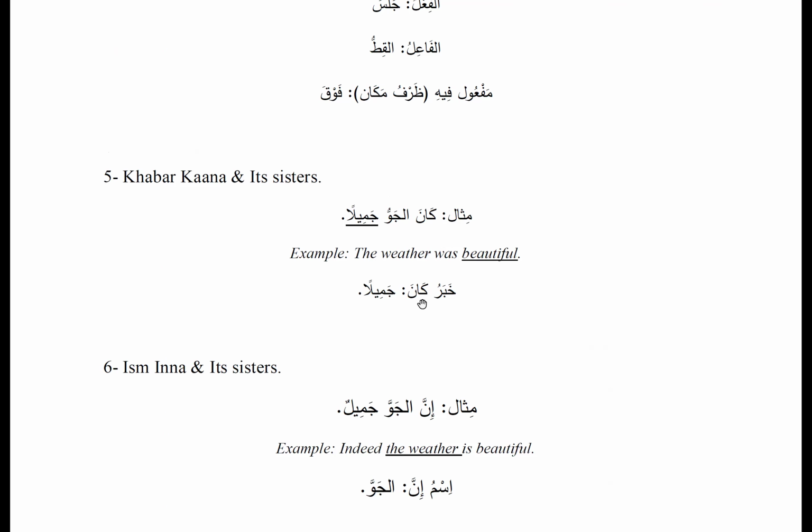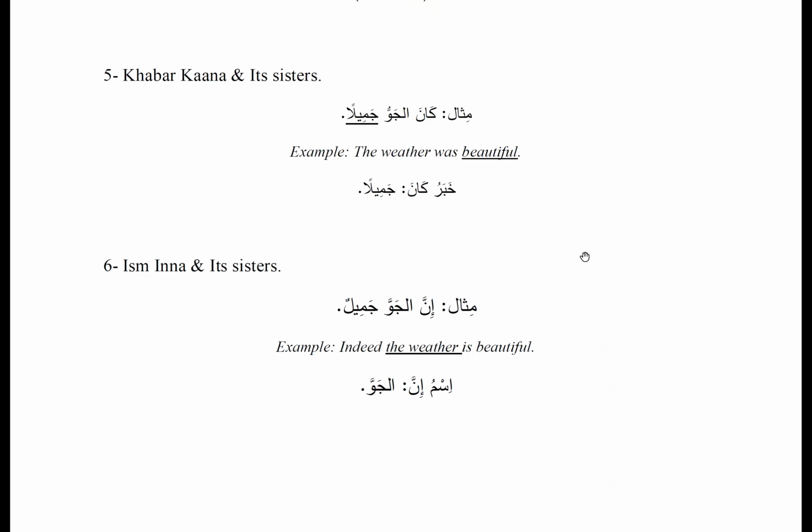So here the khabar of Kaana is what? Jamilan, beautiful. Another example, for ism of Inna and sisters: the same sentence, when you add Inna, al-jawu becomes al-jawwa. Jamilan is jamilun. Inna al-jawwa jamilun. Complete opposite of Kaana. Here ism Inna is mansoob. As you can see, fatha is there. That's why ism Inna here is al-jawwa.